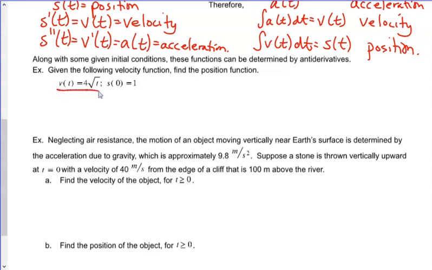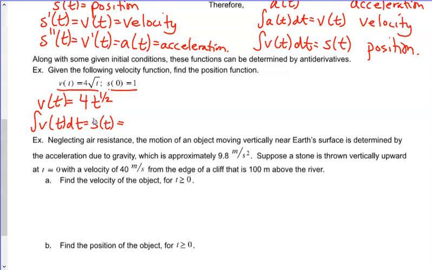I have the velocity function here, and they give me an initial condition for the antiderivative, which is the position, so that I can determine that plus c. So let's rewrite v of t. V of t I'm going to write as 4t to the 1/2. And if I integrate v of t dt, that gives me s of t, which is what?